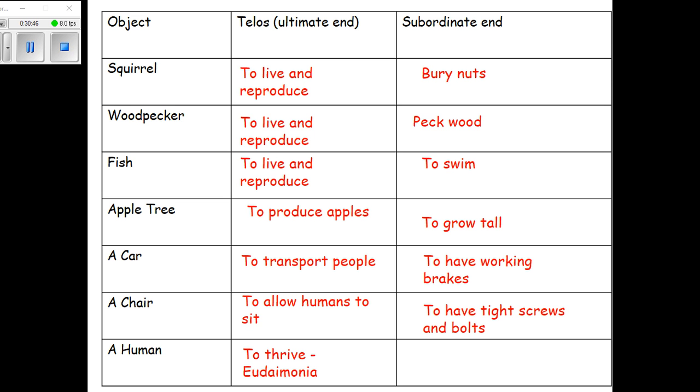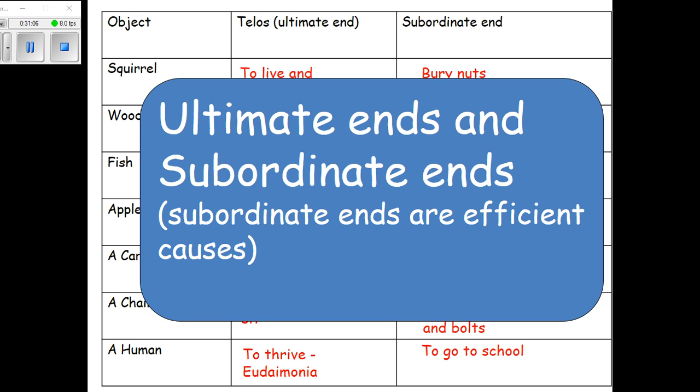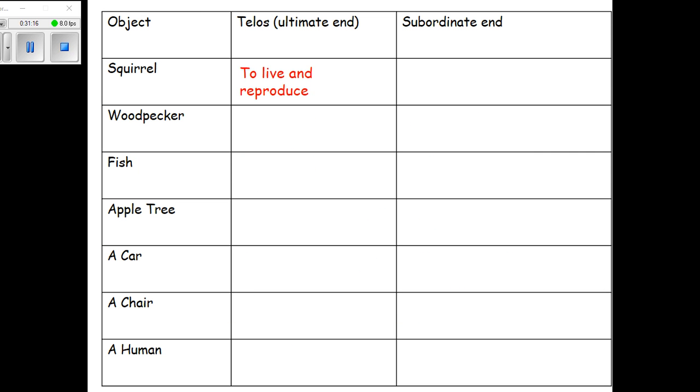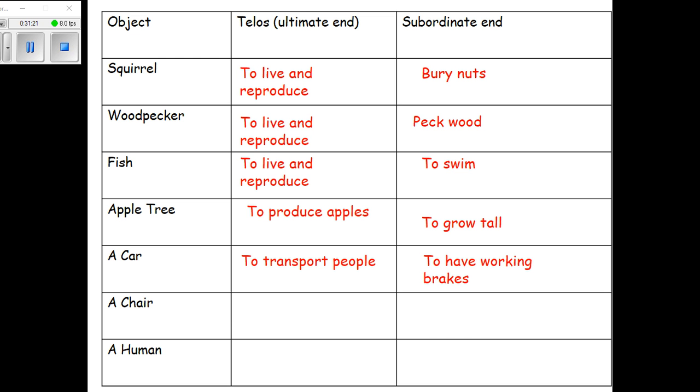A human, the ultimate end is to thrive. This is called eudaimonia, which means good spirit. And this is very difficult to translate. For Aristotle, this just means flourishing in every aspect of life: socially, through reason, intellectually, personally, flourishing. And a subordinate end might be to go to school. So we have ultimate ends and subordinate ends. And subordinate ends are essentially efficient causes. Okay, what actually brings about the process of living and reproducing is burying nuts, pecking wood, swimming, growing tall, etc.